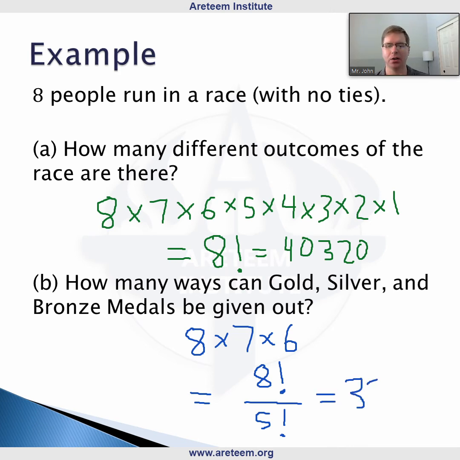If you are curious about the actual answer, then here it is: 336. So we had 40,320 outcomes in total, and if we only look at the first 3 people, we had 336.